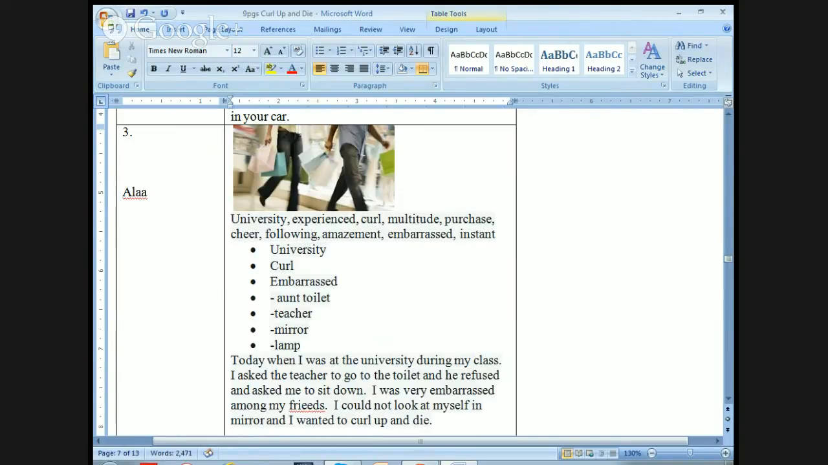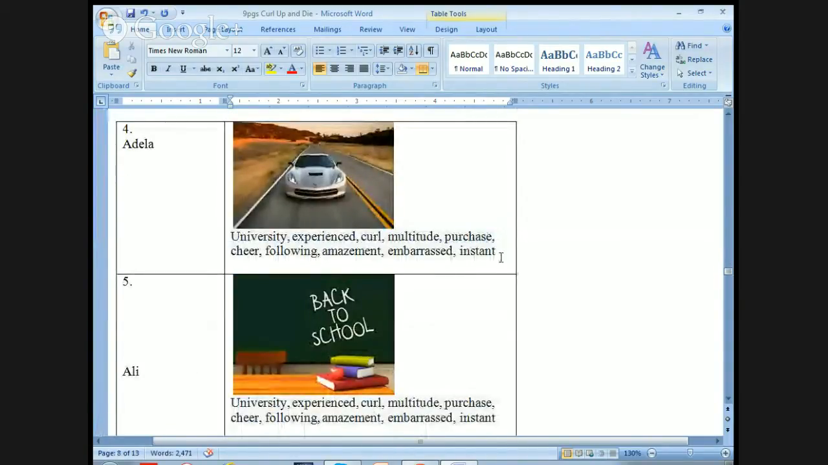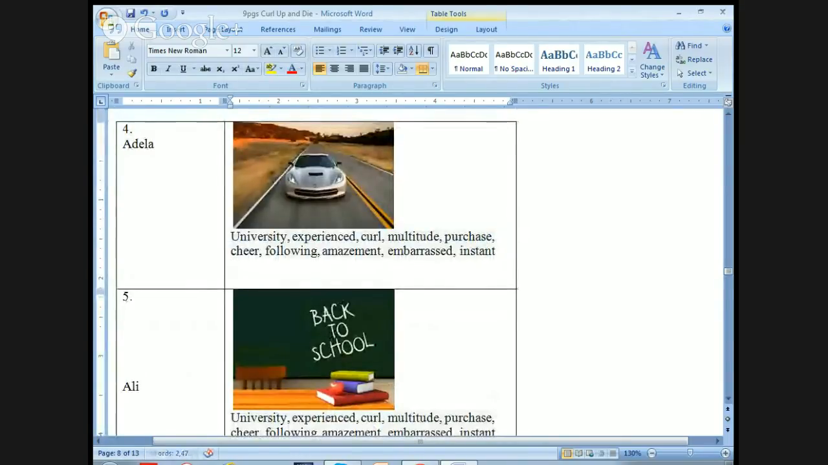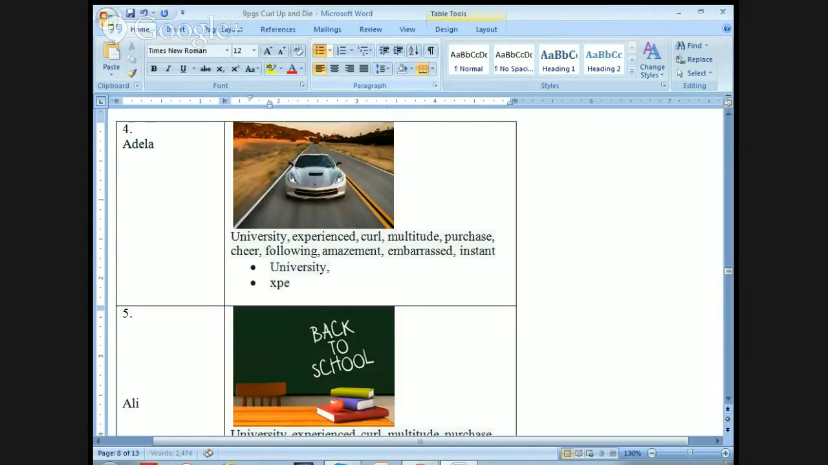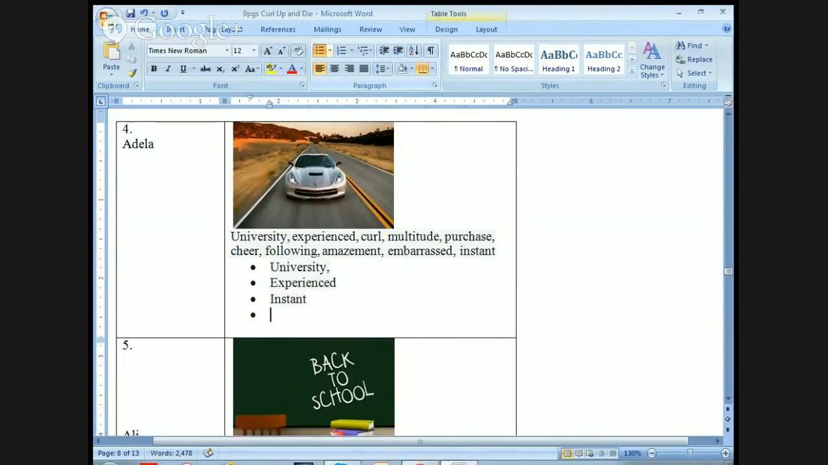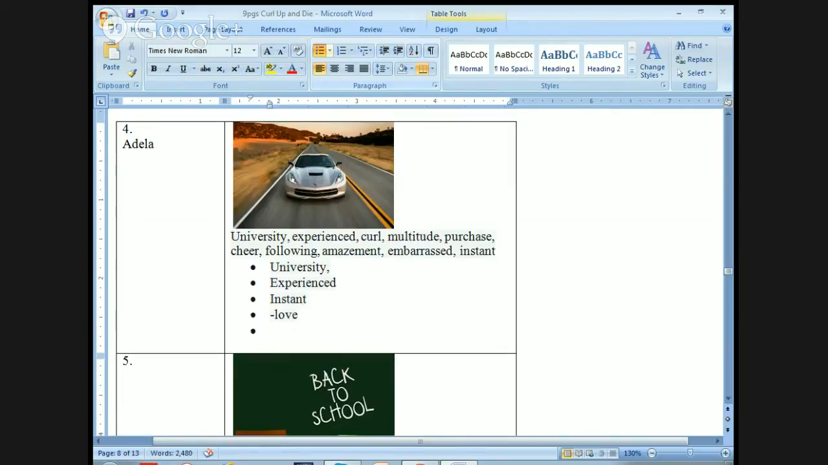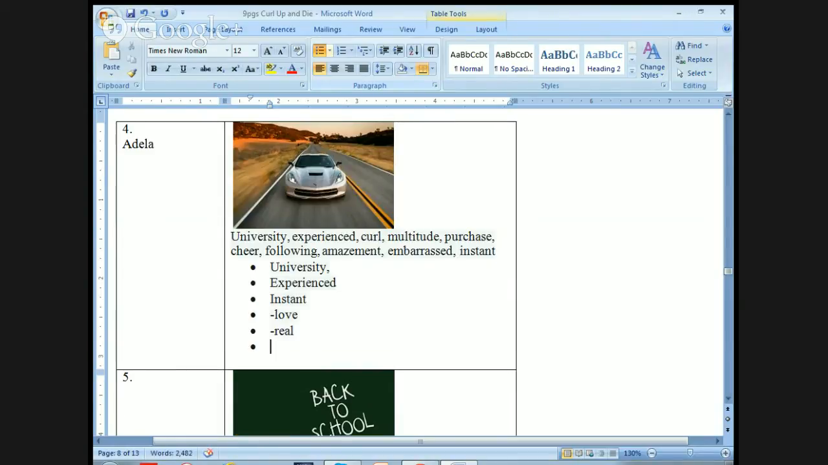Okay, F-R-I-E-N-D-S. I guess it's not that important, but here we go. Okay, Adela, what three words would you like to choose on your own? University, experience, and instant. Okay, university, and what? Experience? And instant. I'm going to give you love. Peter? Real. R-E-A-L? Wheel. Like car wheel? Yes, of course.